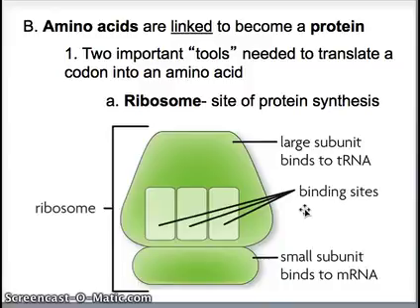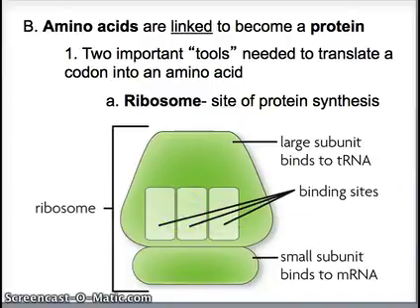So amino acids are linked together to become a protein. You have two important tools you need to translate a codon into an amino acid. You need the ribosome, which is the site of protein synthesis. You can see below that a ribosome has a large subunit and a small subunit, and you'll notice there are three little binding pockets.